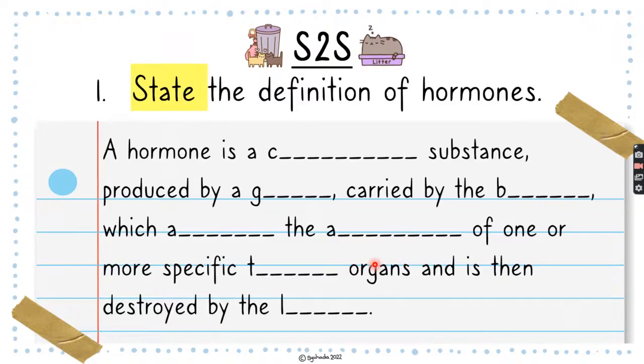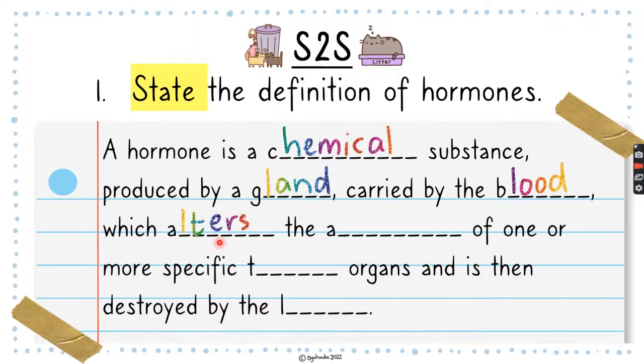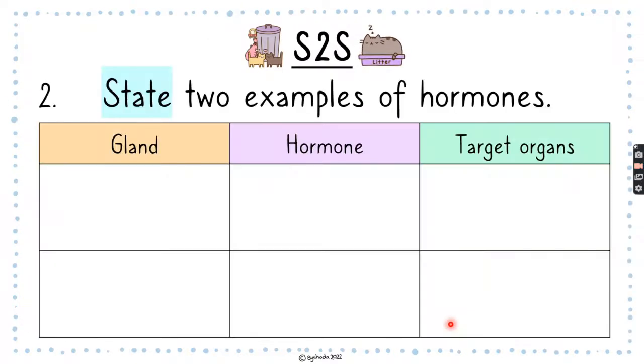So what is the definition of hormones? It is very, very long. Remember, a hormone is a chemical substance produced by a gland and carried by the blood, which has a job to alter the activity of one or more specific target organs and is then destroyed by the liver. And that's the definition of hormones. The second step to success is to state 2 examples of hormones. And to do this, don't forget which gland makes them and what their target organs are.